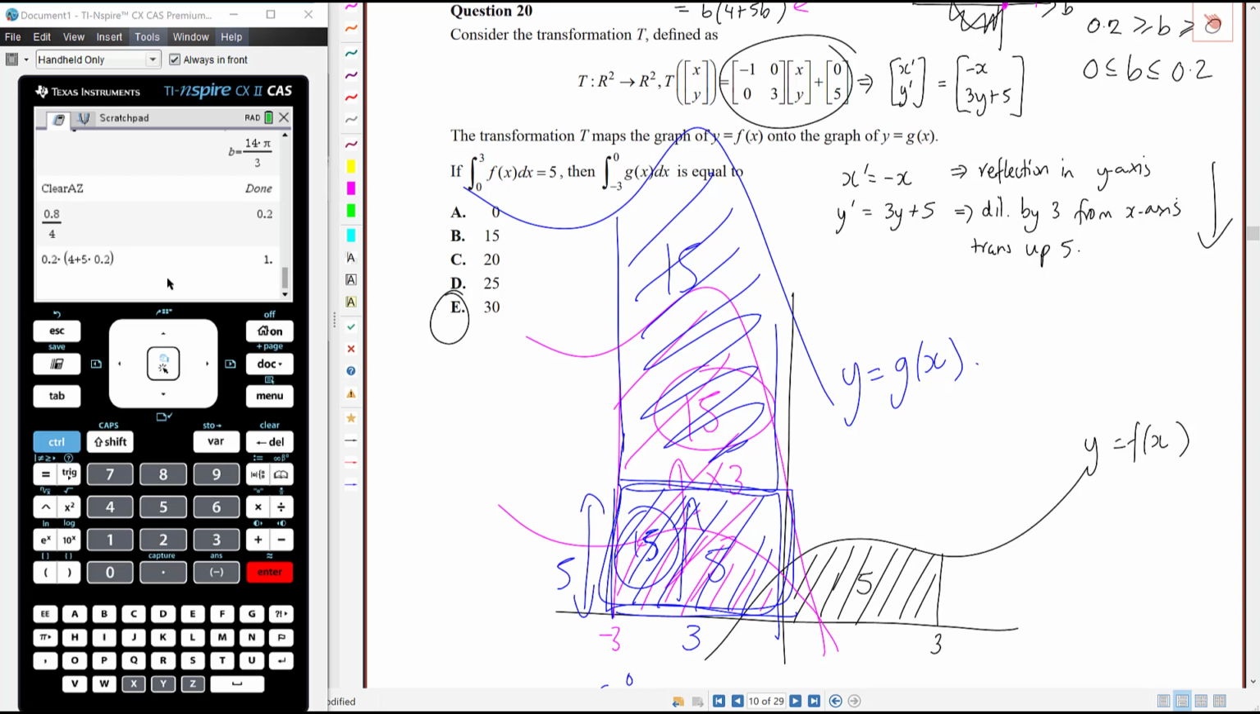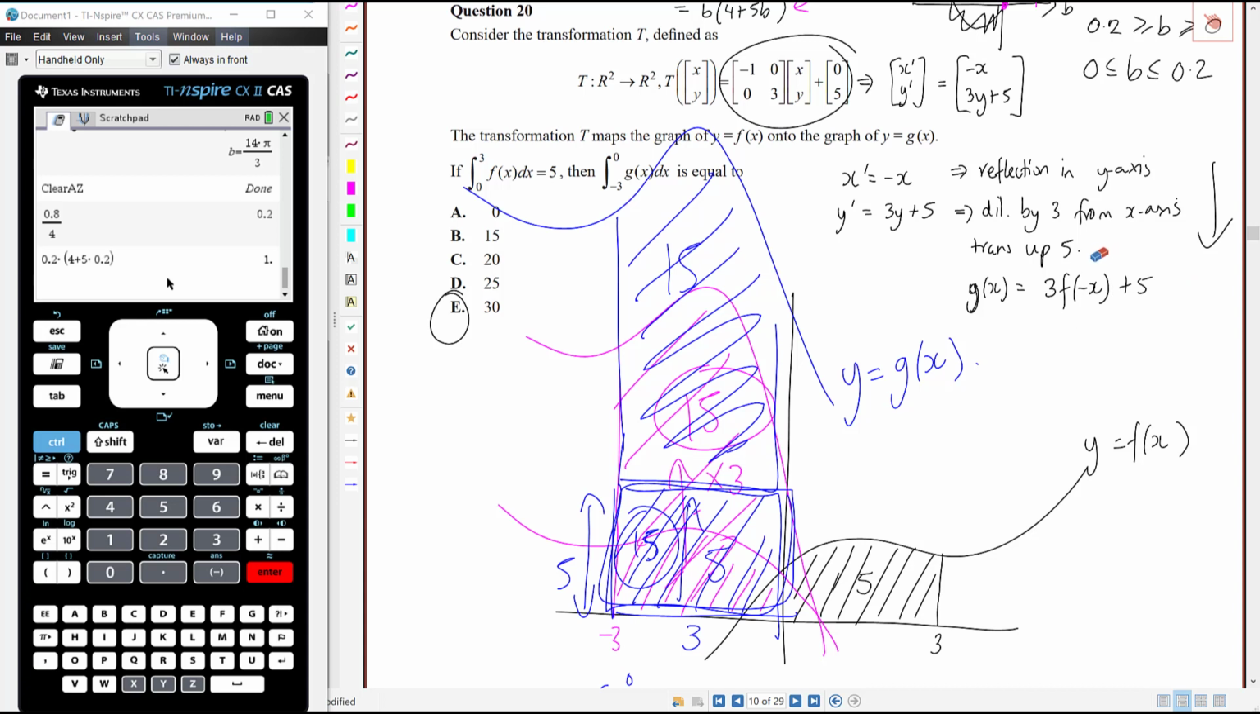Okay, I mean, you can obviously do more general things than that if you want. You can think about g of x being equal to 3 times f of negative x plus 5, and try and think algebraically about it, but this is going to be a bit harder to deal with.